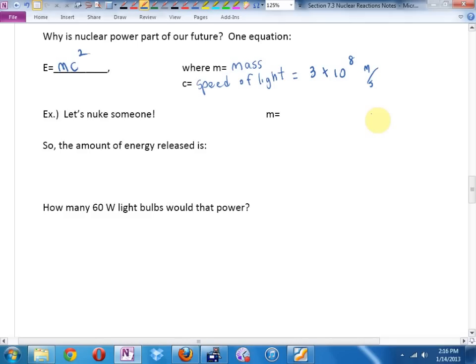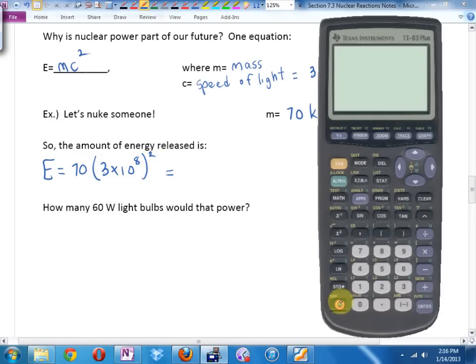Okay? If we could nuke Hayden, if we could take all of the matter, all of the atoms contained in Hayden, and convert that to energy, how much would there be? So what did we say your mass was? 70 kilograms? The amount of energy we would get is 70 times 3 times 10 to the 8th squared. Now, if you don't have your calculator here, I have mine here. 70 times 3 times 10 to the 8th power squared. It's giving me an answer in scientific notation because it can't fit that on my screen.